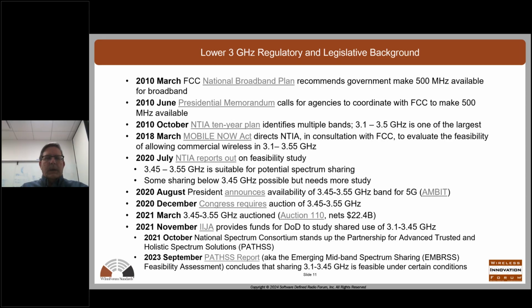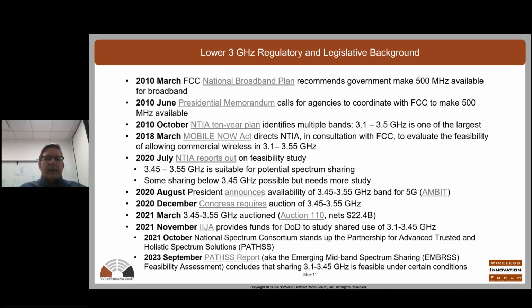Let me just jump down to the bottom of this slide, and that's the 2021 November date. Just above that, the 3.45 gigahertz service band was auctioned, and then later that year, the Infrastructure Investment and Jobs Act, the IIJA, was the first to provide funds for the DoD to start studying what can we do in 3.1 to 3.45, the lower 3 gigahertz band.